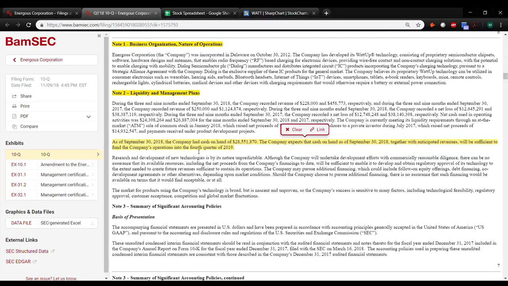Another thing I highlighted here, not all that important, but I thought I'd make a note of it. You can see that it says the company expects the cash on hand as of October 1st, with anticipated revenues, will be sufficient to go into quarter four of 2019.